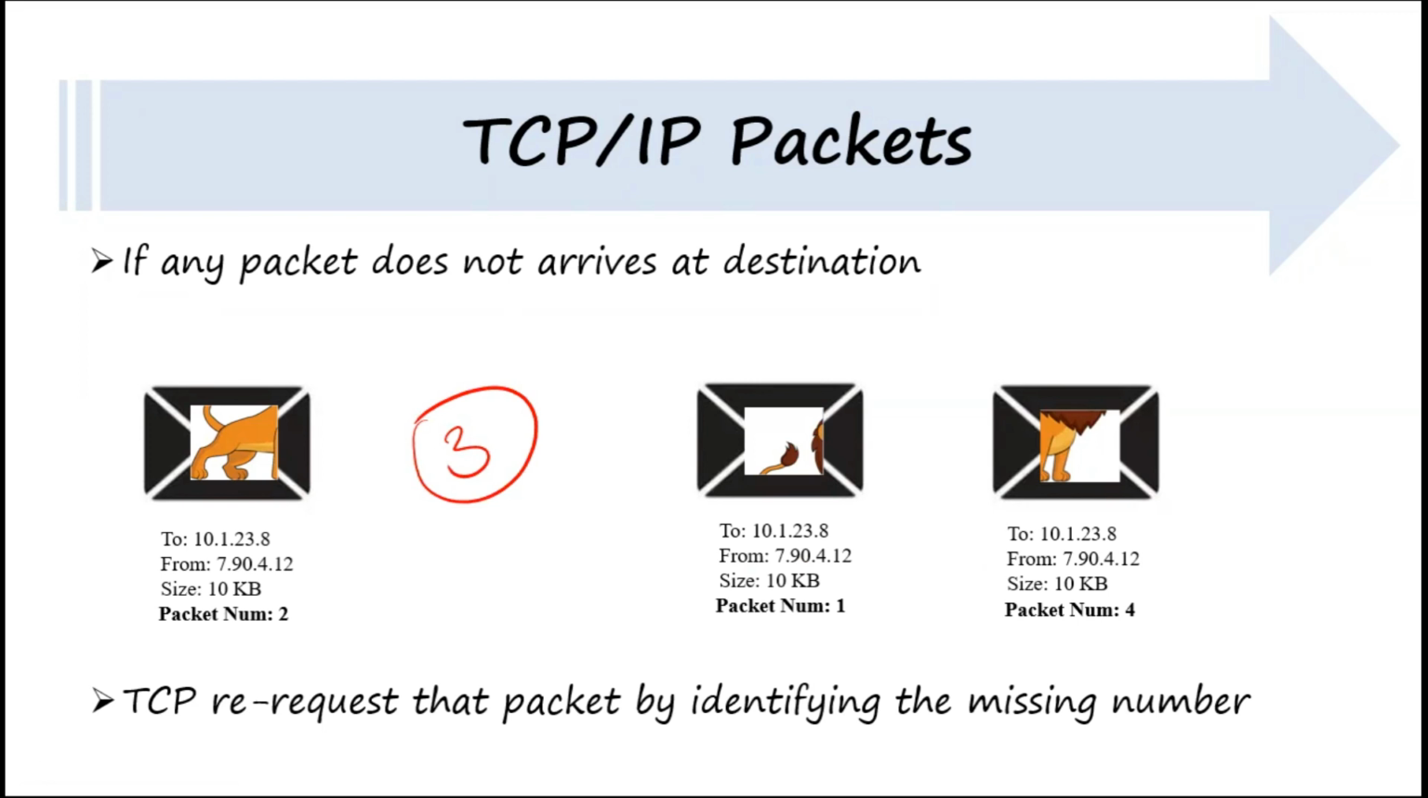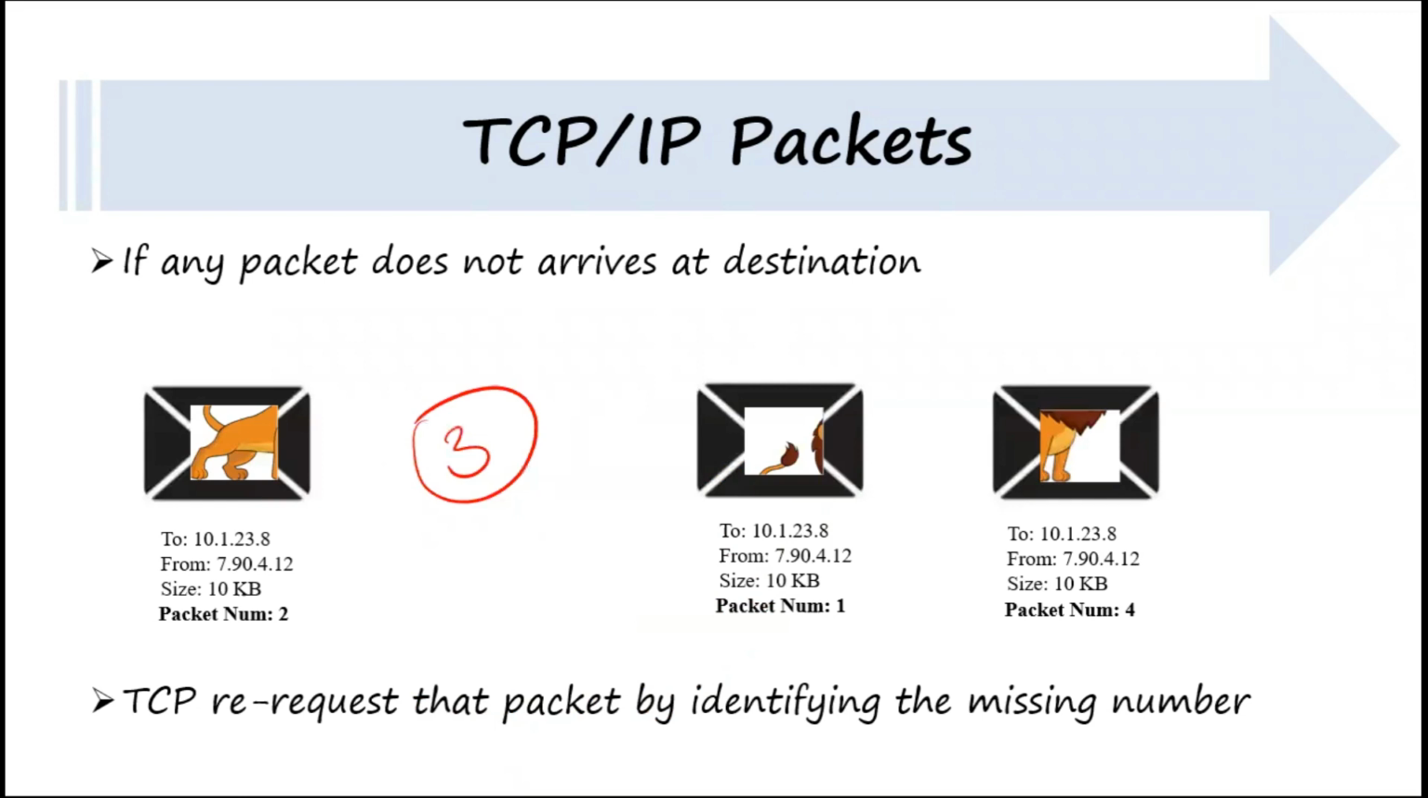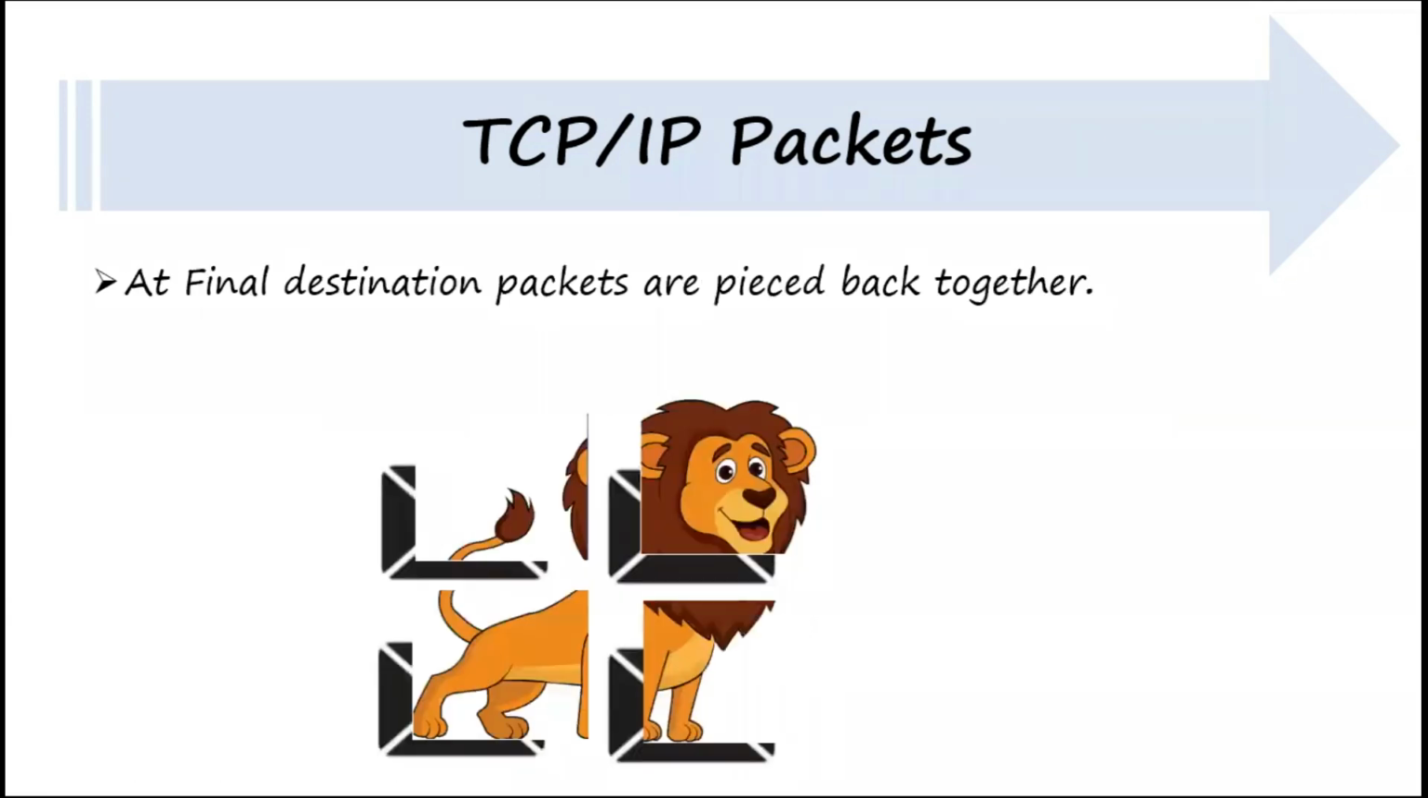So what TCP will do is re-request the missing packet. TCP will ask the sender again to send only the third packet, not the entire information. Once the packet arrives, we have their numbers, we know how to put them back together, and by joining all the packets in the right order, the final information is delivered. Even though packet number 3 was re-requested, it came back, and we have all the information together to bring back the original picture. So that's how TCP works from a broader view.